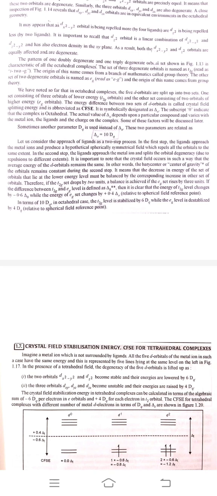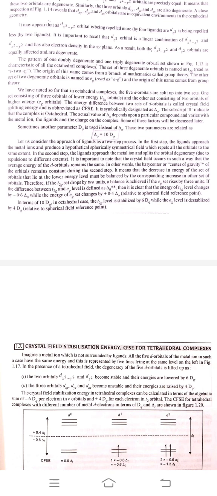The actual value of Δ0 depends upon a particular compound and varies with the metal ion, the ligand, and the charge on the complex. Some of these factors we'll discuss later. Sometimes another parameter, Dq, is also used instead of Δ0. These two parameters are related as Δ0 is equal to 10 Dq.